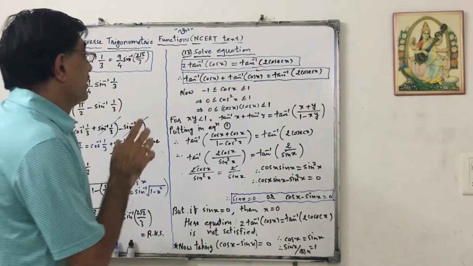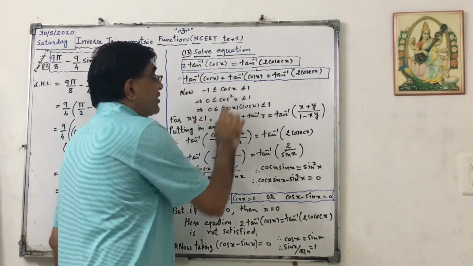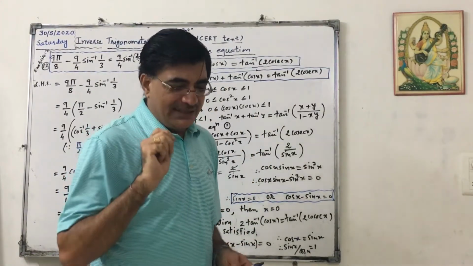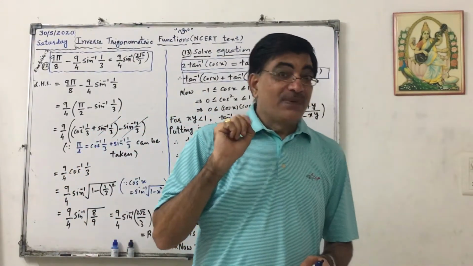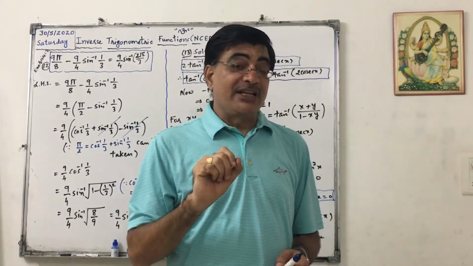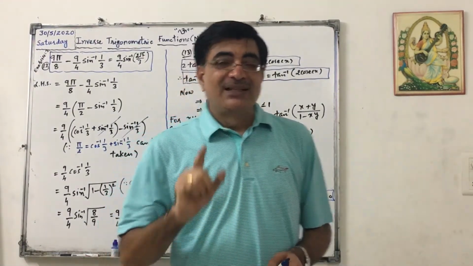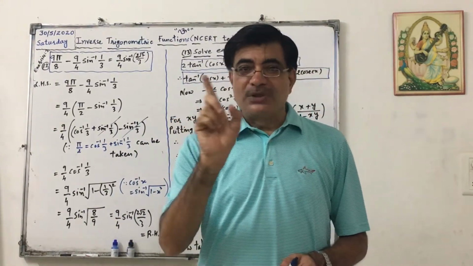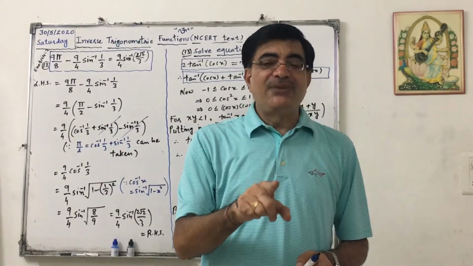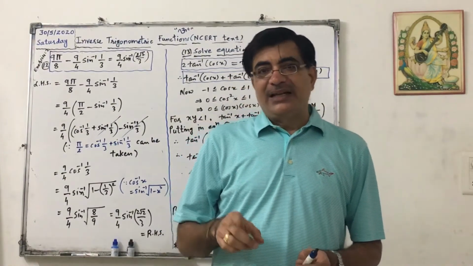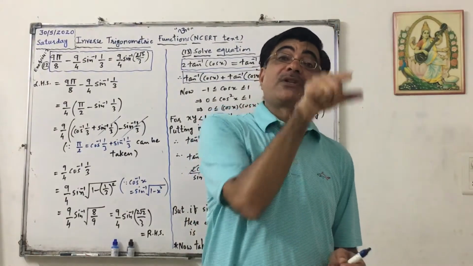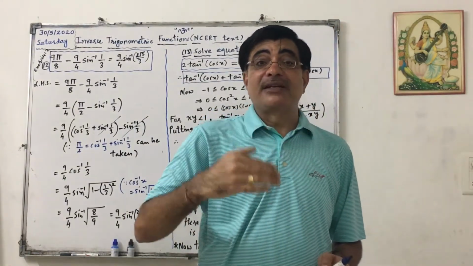Now see, for tan inverse x plus tan inverse y, we have three formulae. Tan inverse x plus tan inverse y equals to tan inverse of x plus y upon 1 minus xy if xy is less than 1. Then tan inverse x plus tan inverse y equals to pi by 2 if xy equals to 1, and tan inverse x plus tan inverse y equals to pi plus tan inverse of x plus y upon 1 minus xy if xy is greater than 1.